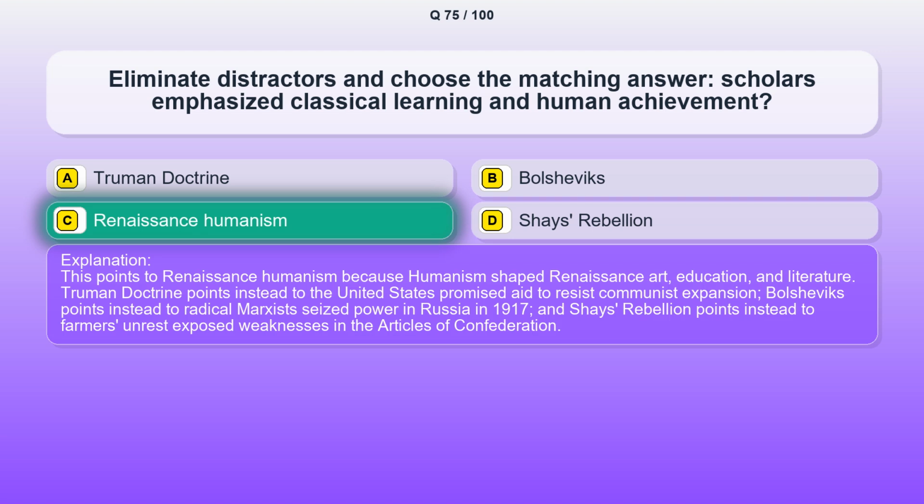This points to Renaissance humanism because humanism shaped Renaissance art, education, and literature. Truman Doctrine points instead to the United States promising aid to resist communist expansion. Bolsheviks points instead to radical Marxists seizing power in Russia in 1917, and Shays Rebellion points instead to farmers' unrest that exposed weaknesses in the Articles of Confederation.